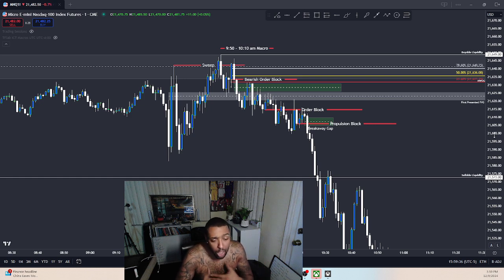Right here we're using a lot of order blocks. You ain't see no breakers. I didn't draw nothing like that. Just straight off of order blocks, coupled with first presented fair value gaps and new week opening gaps, targeting inefficiencies and liquidity.